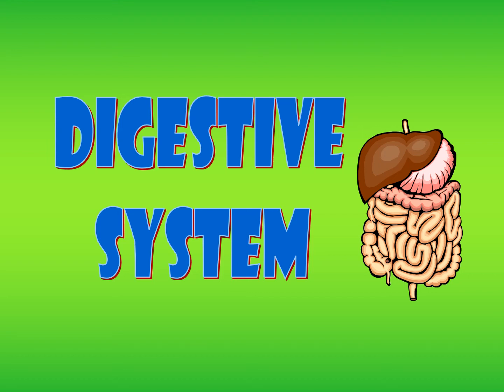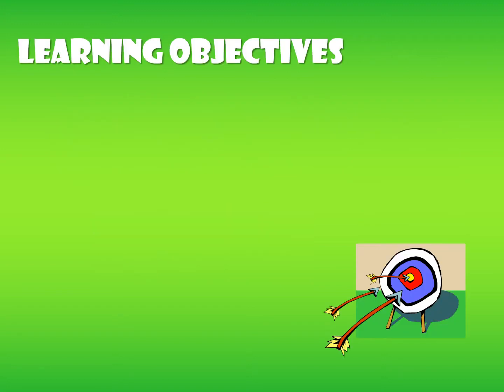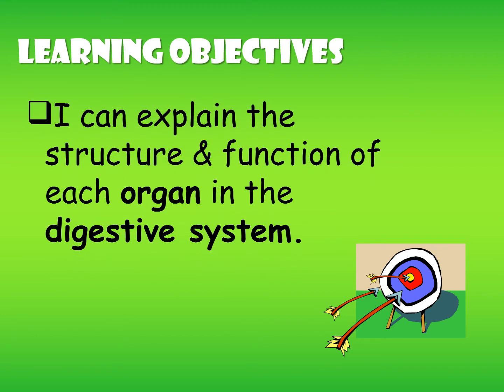Welcome to part one of your human body notes, where we're focusing on the digestive system. Our learning targets for this lesson are for you to explain the function of each and every organ in the digestive system and be able to pick them out on a diagram. And you'll also learn what an enzyme is and what they do during digestion.